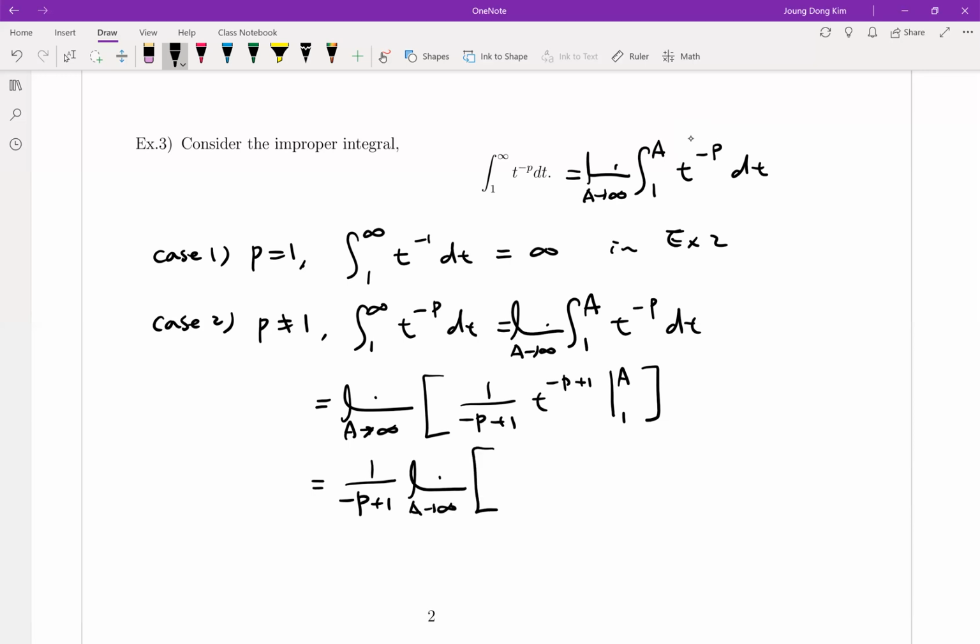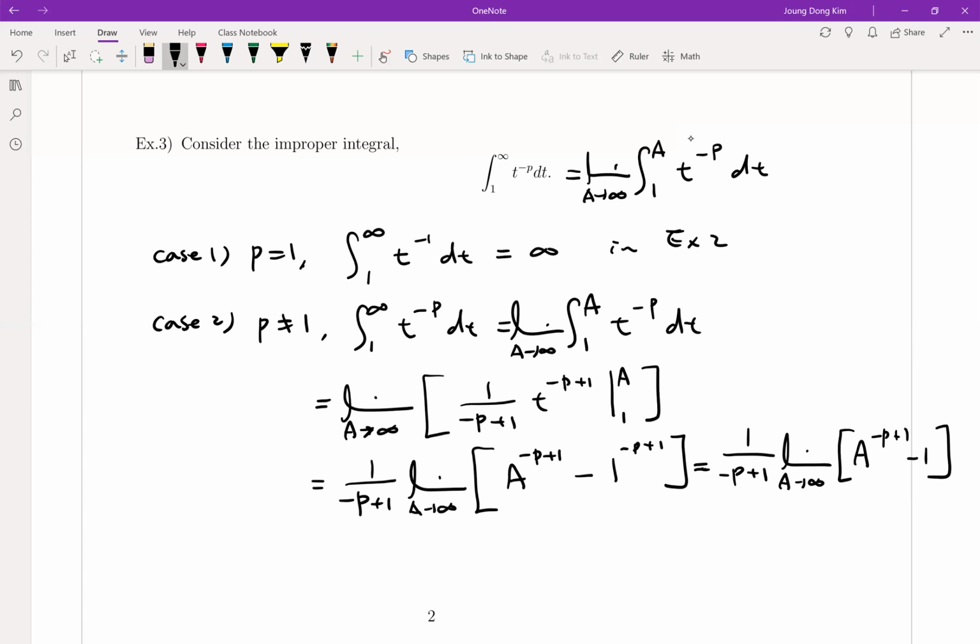It might be a much easier calculation. Then plug in a, then it is a to the minus p plus 1, and minus 1 to the minus p plus 1, which is equal to 1, right? Let me rewrite this one. 1 over minus p plus 1, and then the limit as a goes to infinity of a to the minus p plus 1 minus 1, okay? So think about it. When a goes to infinity, if your exponent part, I mean minus p plus 1, is negative, then infinity to the negative, which means 1 over infinity, is equal to 0, okay? So let's start from there, okay?